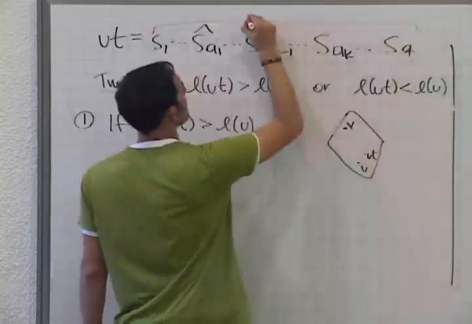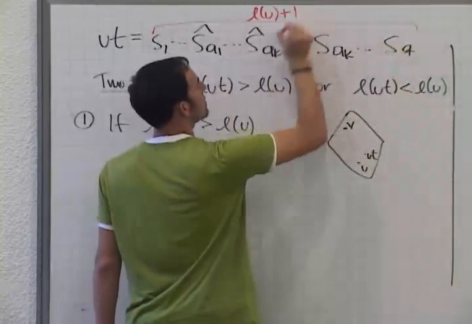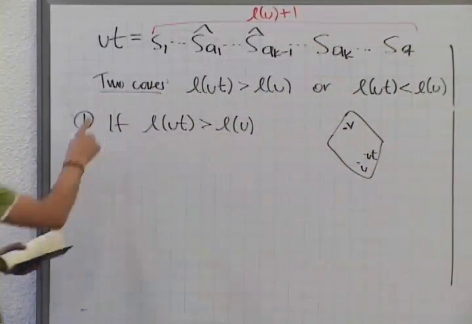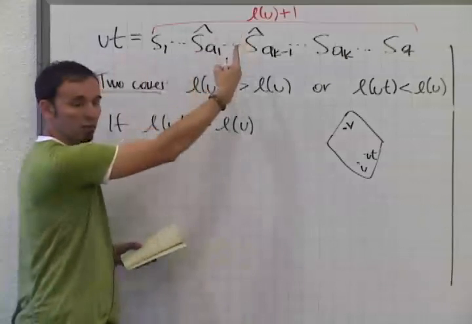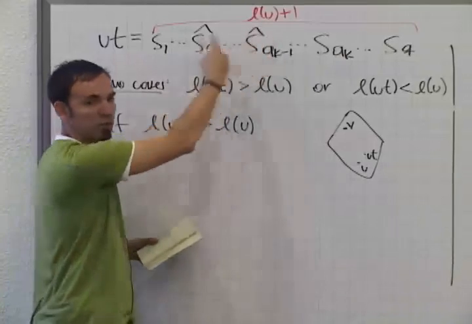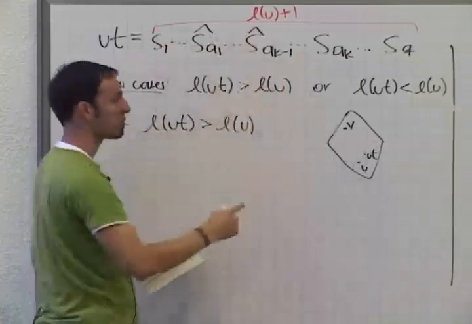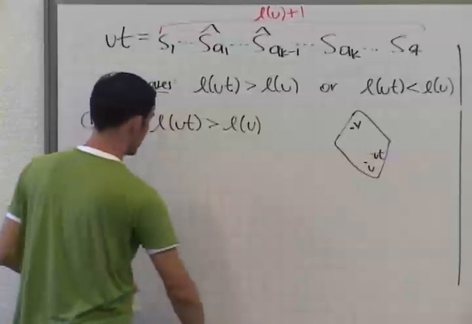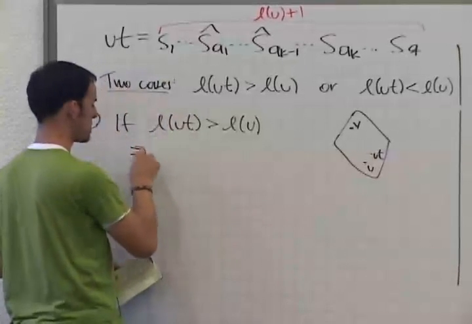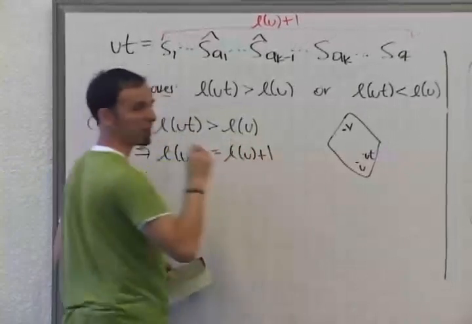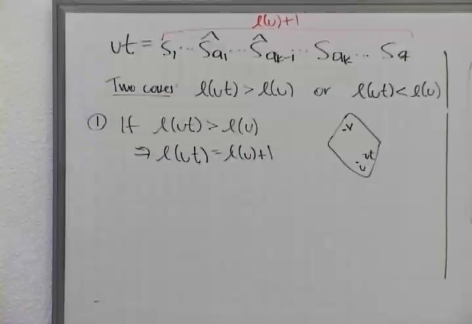This thing has length L of U plus 1. Okay? So if UT is longer than L of U, it cannot be longer than L of U plus 1, because here's an expression of length L of U plus 1. So if it's bigger, then it has to be exactly equal to L of U plus 1.